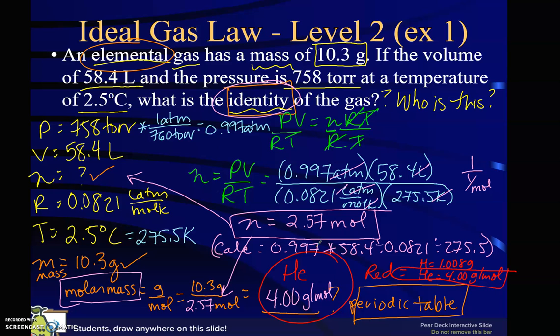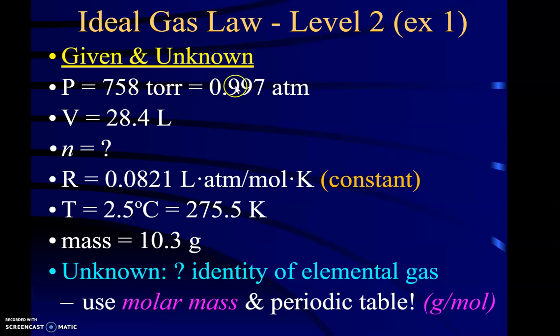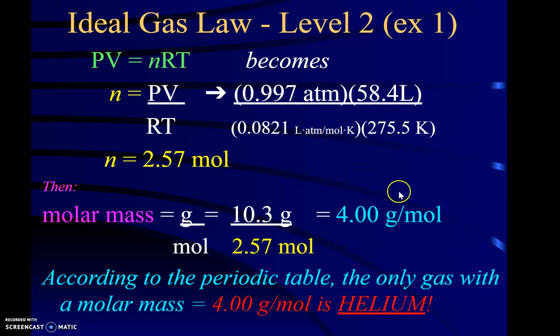That's how you can figure out who the gas is when you have all of these things in your ideal gas law. So to review, in case you couldn't read my writing, 0.997 atmospheres, 58.4 liters, okay, and we have our 0.0821 liter atmospheres per mole Kelvin. Our temperature is 275.5, our mass is 10.3. So we are looking for the identity.